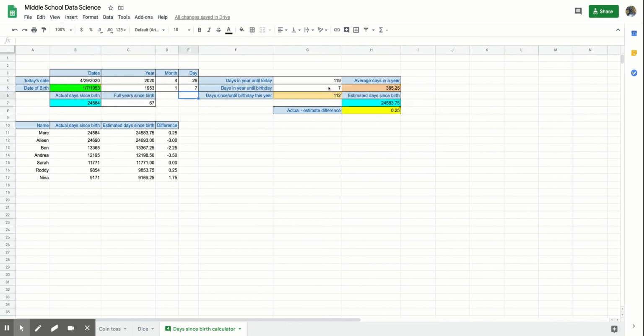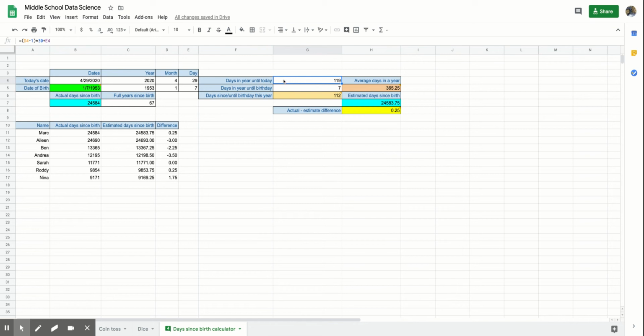And look, these numbers change. Well, that's because I already put a formula in here. So what's the formula that I put in here? Well, let's think about this. First of all, what did I call this column? I said, how many days in the year until today? Meaning, how many days have passed in 2020 until today?